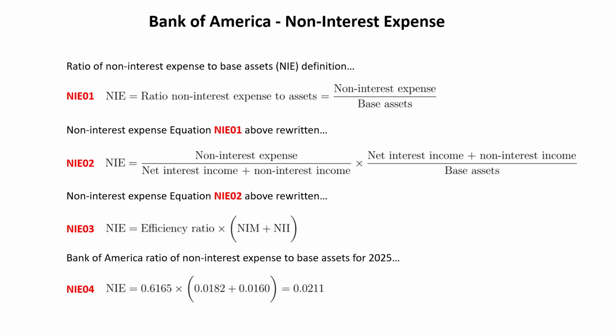The next calculation we want to make is non-interest expense. Equation NIE01 is our definition of that ratio, which is basically my non-interest expense from my income statement divided by my asset base. We work through NIE01 all the way until we get the last equation on that slide, NIE04. We take the model parameter slide, plug the values into the equation above, and then we get a non-interest expense ratio of 0.0211, or approximately 2.11%.